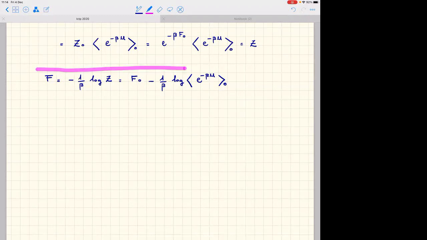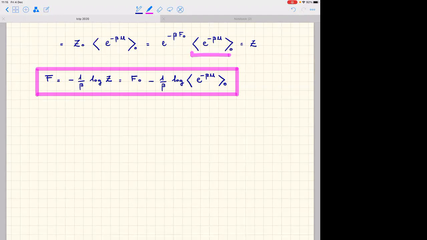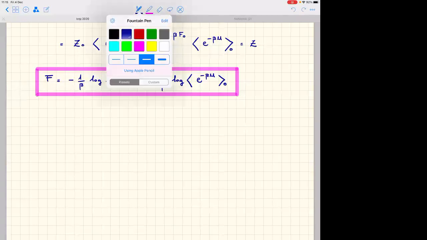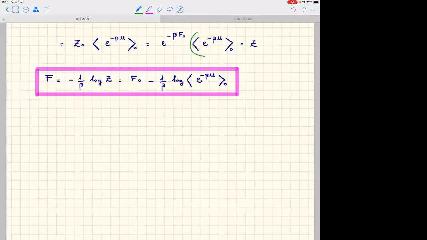In other words, if I now want to perform a perturbative expansion, what I need to do is not just perform an expansion of this object, but perform a perturbative expansion of the log of this. Clear? Because I want to compute the free energy at the end of the day. This is the physical quantity. So let me just repeat it.